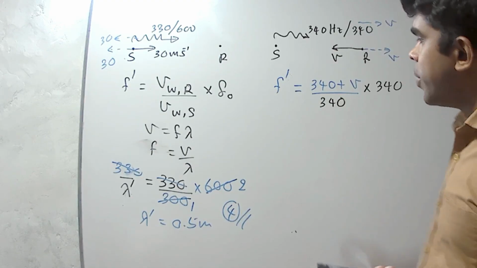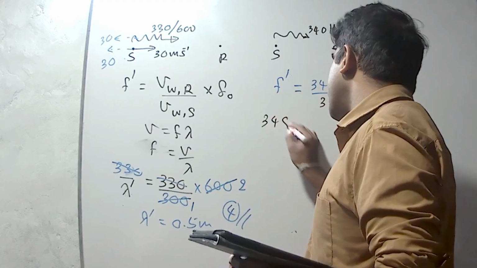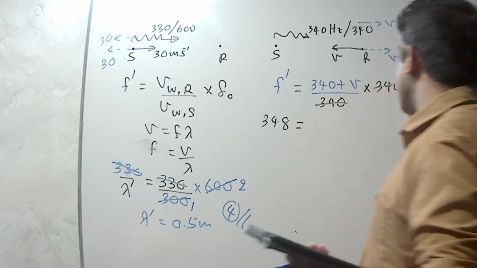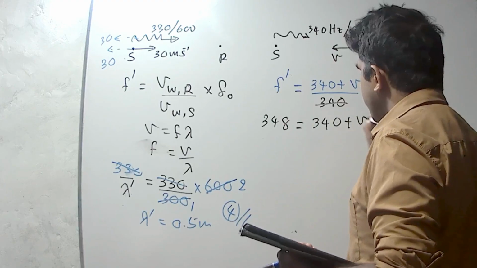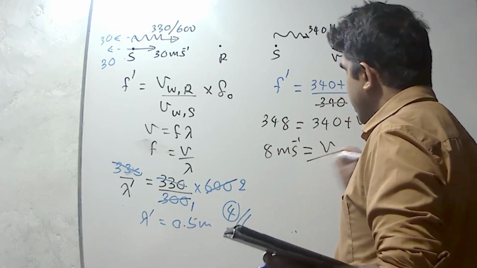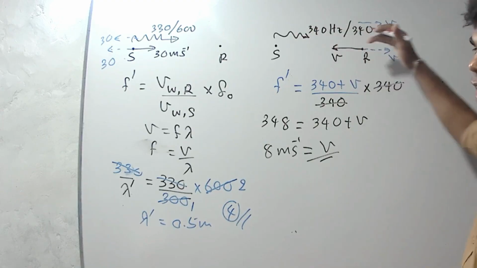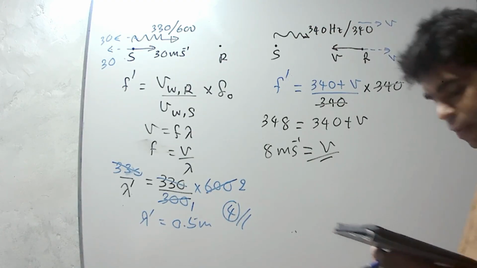Then we can substitute the apparent frequency. It is given as 348. We can cancel out 340 and 340. Then 340 plus V, we can find the V value, 8 meters per second. The velocity of this car is 8 meters per second. Then the answer is 5.